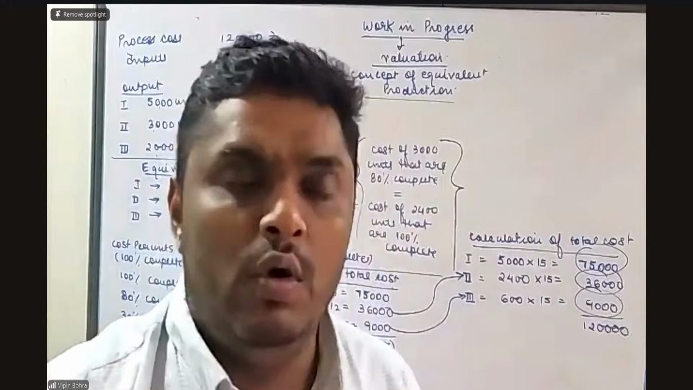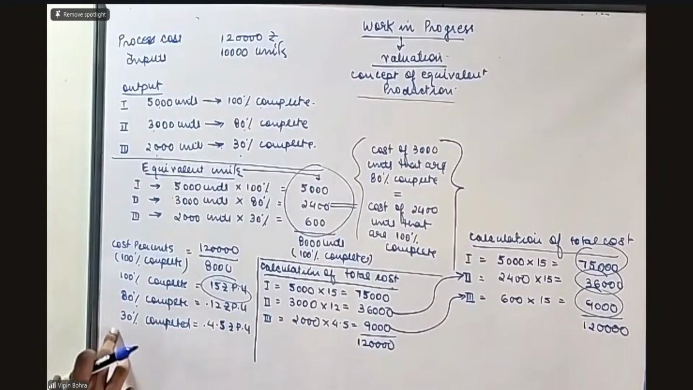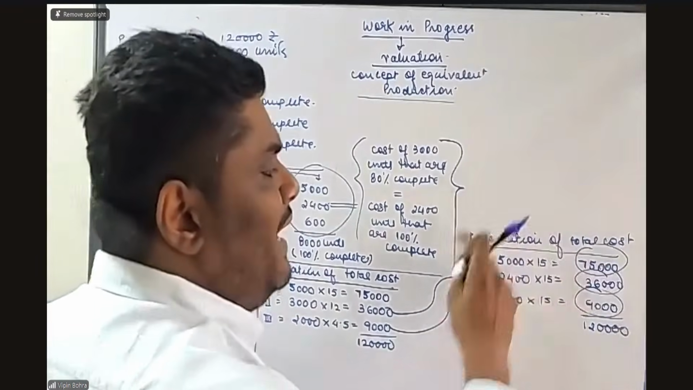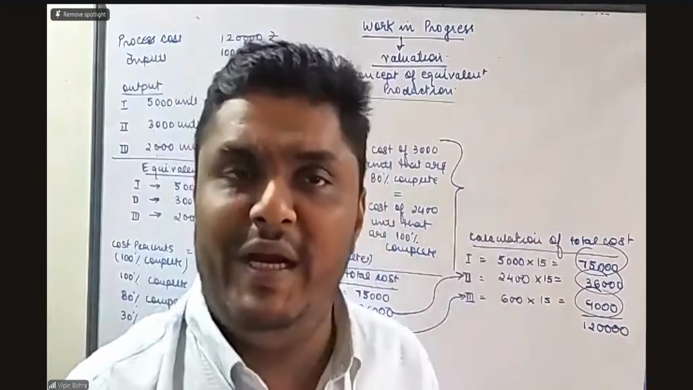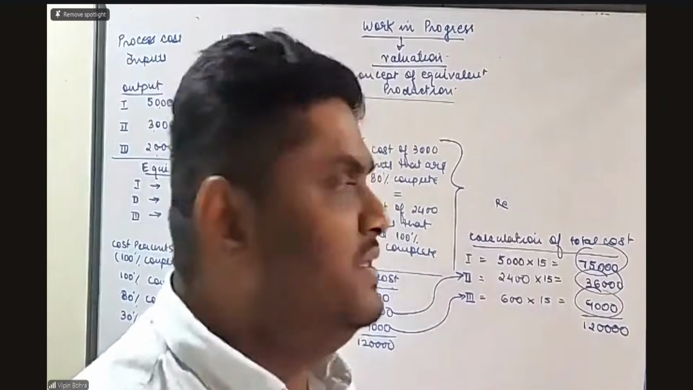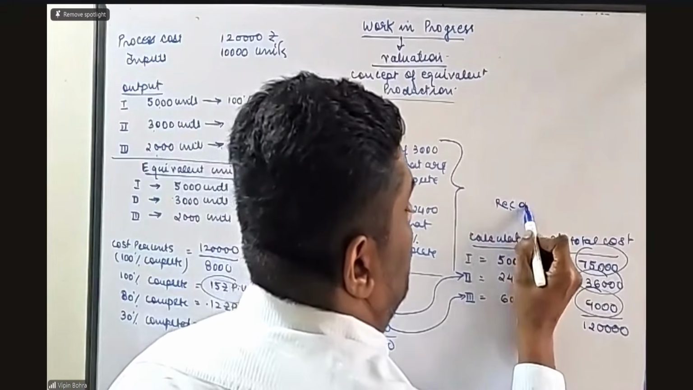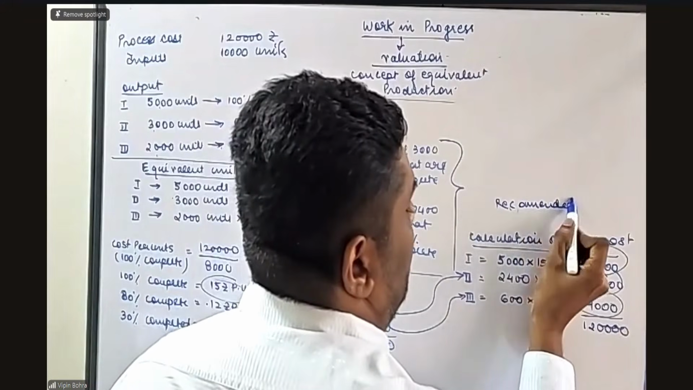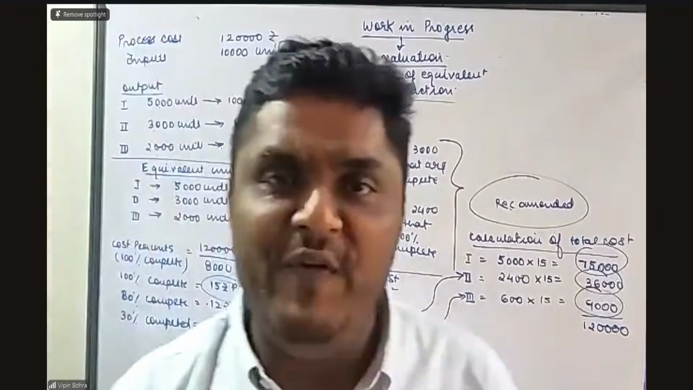This is our motto. So you can avoid this exercise of calculating cost of 80%, 30%, and then calculating the total cost. Straight away, you can calculate the total cost. And when talking about the practical question perspective, I do recommend this method because it is less time consuming. So this is the concept of equivalent production.